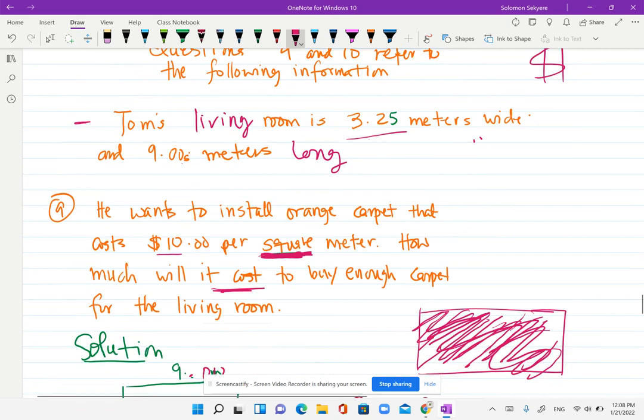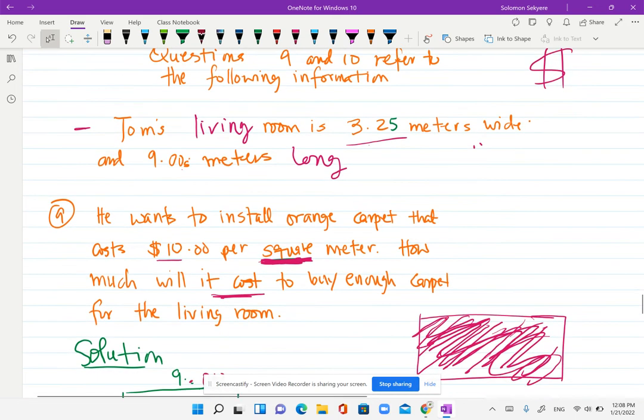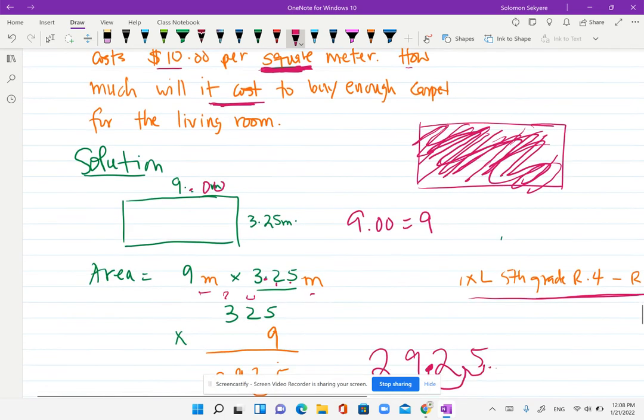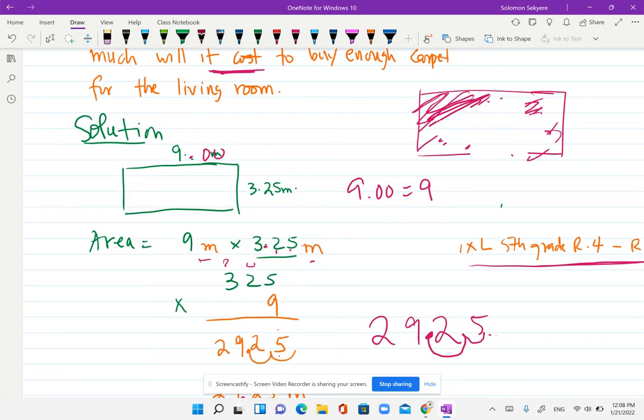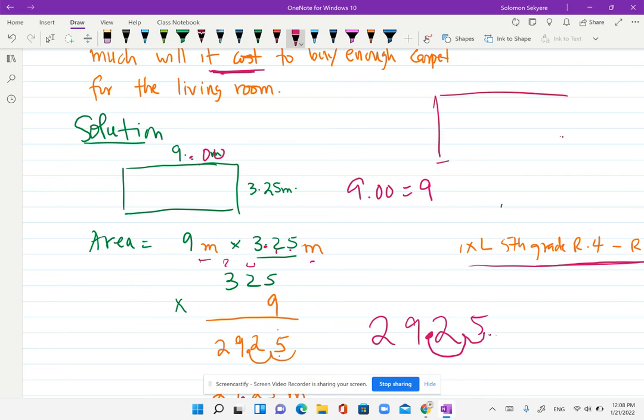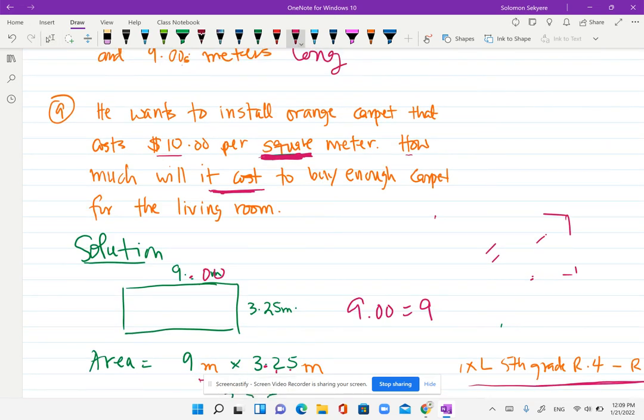Now let's begin to answer these questions. Like I always tell you, go to the final part of the question. How much would it cost? We're talking about money to buy enough carpet for the living room. What is that asking? Enough carpet means you want to carpet the space. What are we talking about? Area. Another hint that it is area is the keyword square.